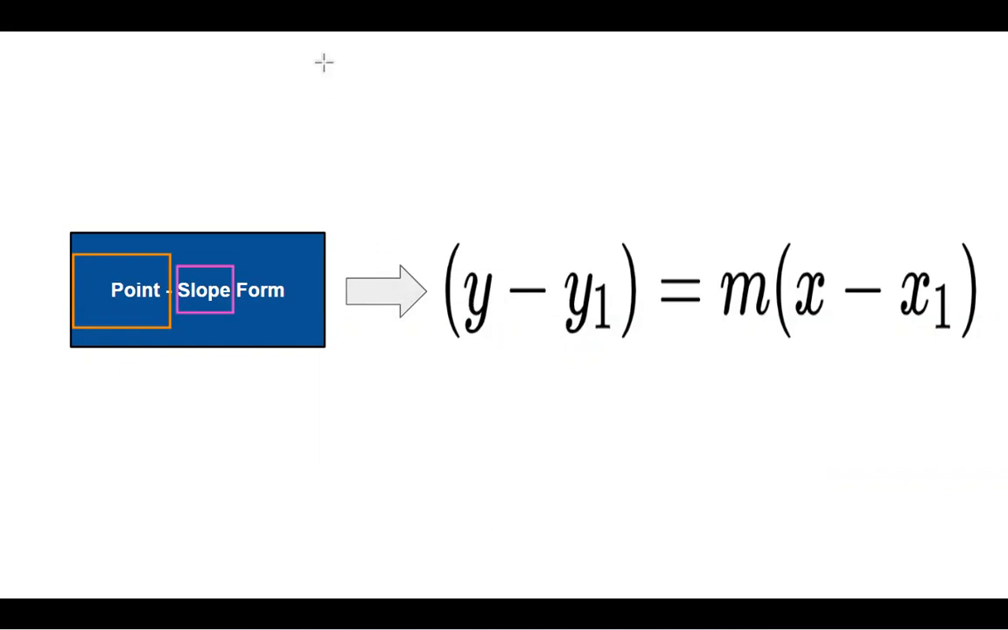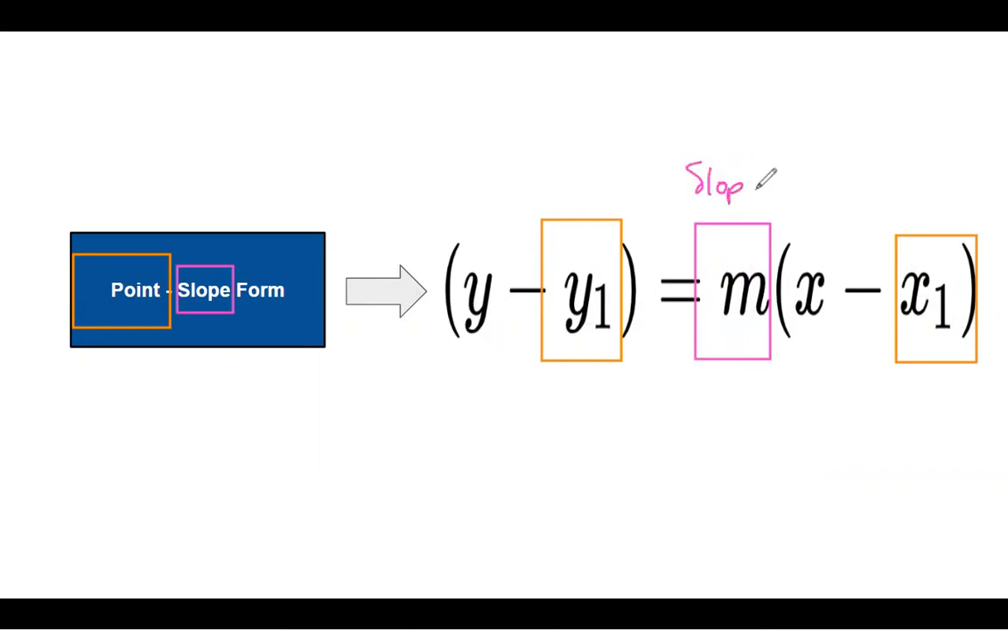Now, my point here is only one. Here's my y value. Here's my x value. And my slope is m. It continues to be m. So this is my slope. And here are my points. So here's my point. Here's my y value of my point. And here's the x value of my point.